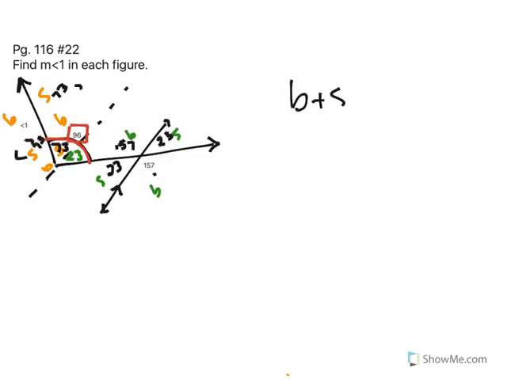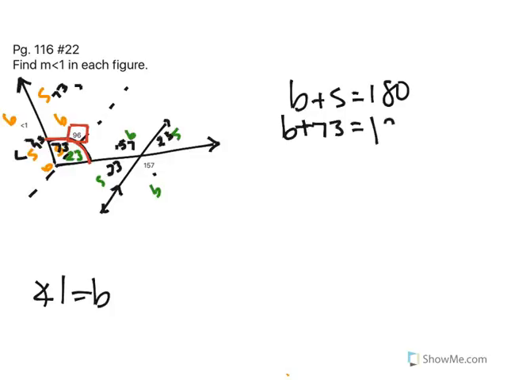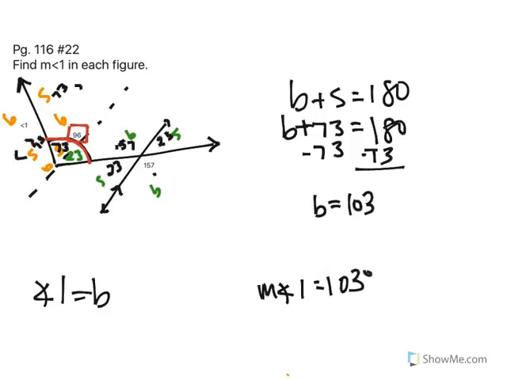And we know that big plus small is 180. So if we know that our smalls are 73, we know that angle 1 is a big. We can solve for B in this equation in order to find the measure of angle 1. So let's do that. We get B, or angle 1, is 103 degrees.